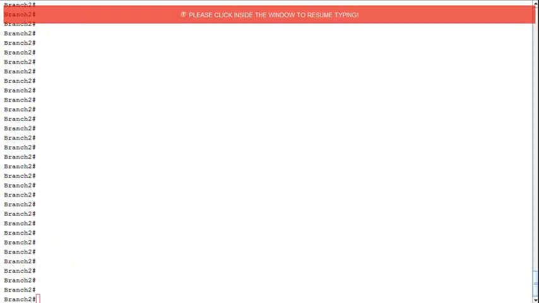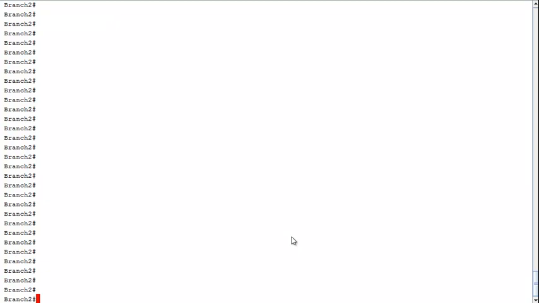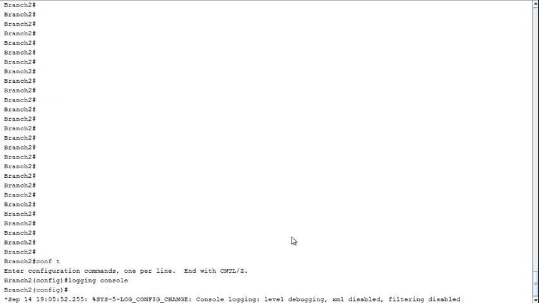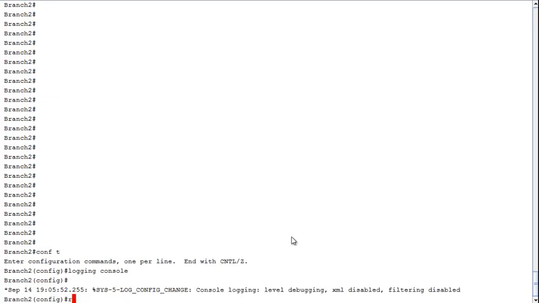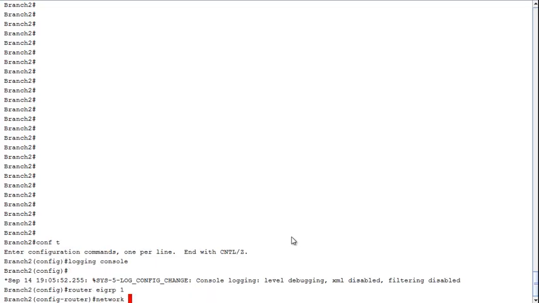And I pulled over branch 2, and on branch 2 I did something real quick I want to take out. I just had it in there from earlier. I have a no logging console enabled, but I want it to log to console because I want to see the adjacencies when they come up. So we'll do that first, and then do router EIGRP 1, network 0.0.0.0, enter.